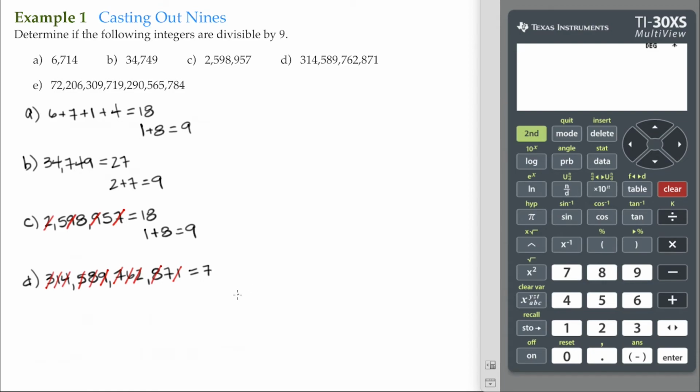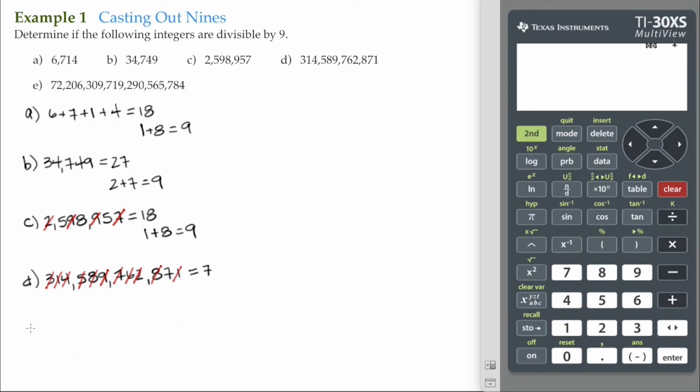So 9 does not go into 7. But if we were to divide 9 into 314,589,762,871, it will have a remainder of 7. So when we have a value that comes out less than 9 and it's not divisible by 9, that's the remainder.